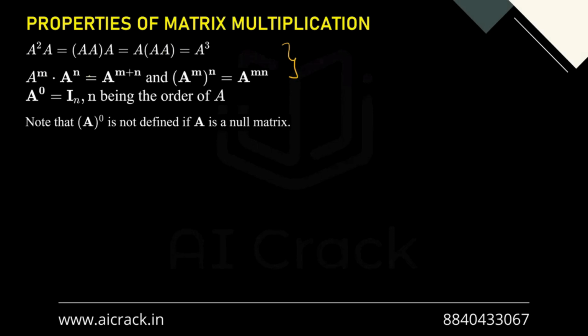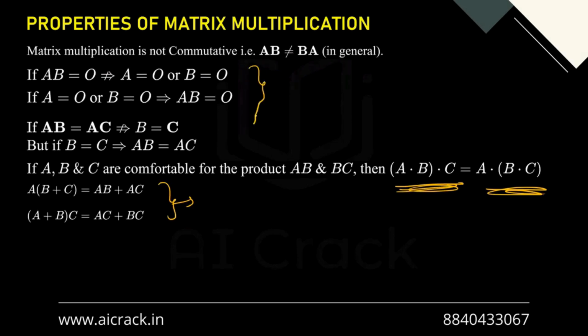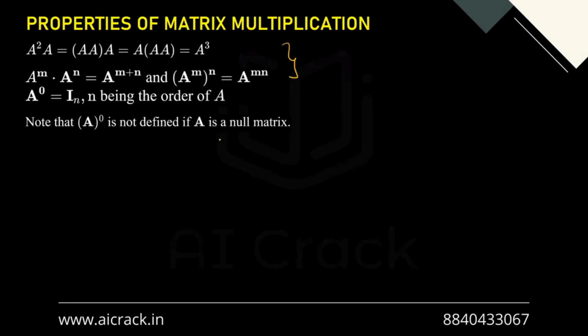And similarly for this one, algebraic rules work in this particular property. A raised power M dot A raised power N equals A raised power M plus N. And A raised power M, raised power N equals A raised power MN, right? So these three properties are just like algebraic properties. Until now, we have studied three unique properties where normal algebra might not work. But for the remaining properties which we have studied, algebra might work very well.